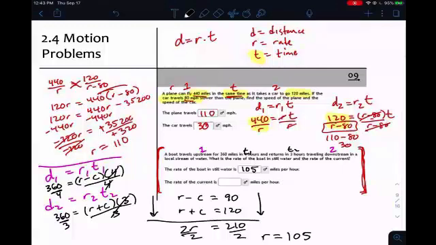And what I can do on this is plug it into either of these two equations right here. 105 minus C is equal to 90. If I subtract 105 from both sides, I get negative C is equal to negative 15, and I get my solution to be 15.